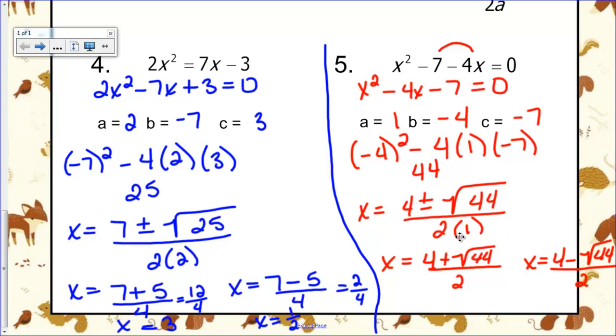So that's where we're going to stop. So that is the quadratic formula. You'll practice this when you come into class tomorrow, and I will see you then.